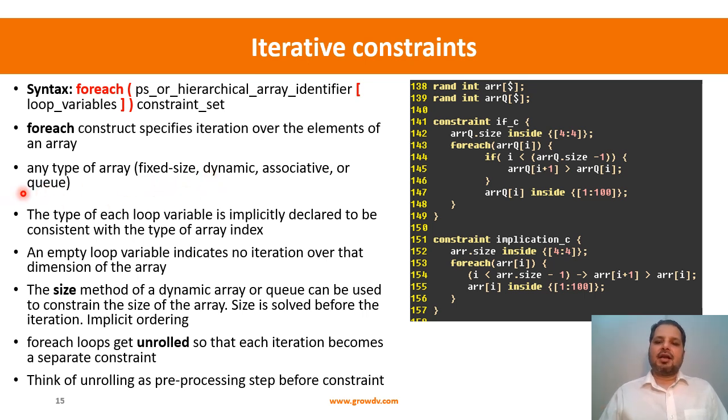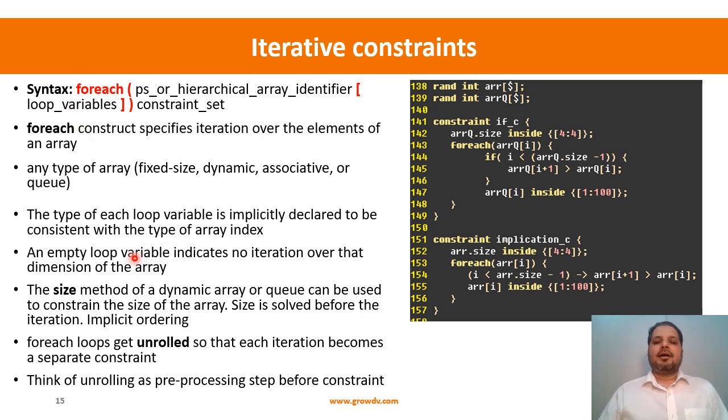And then for each element of those dynamic arrays or queues, you can use foreach to implement the actual constraints. The type of each loop variable will be implicitly declared, and it will be consistent with the type of the array index. Generally, fixed-size arrays, dynamic arrays, or queues use an integral index. Only the associative array can use different types, but the loop variable type that gets implicitly declared will match the type of the array index.